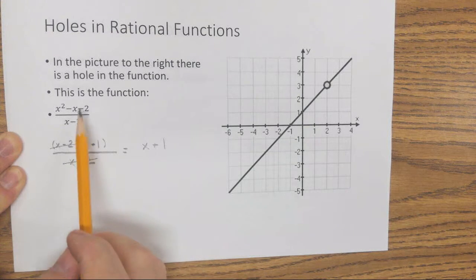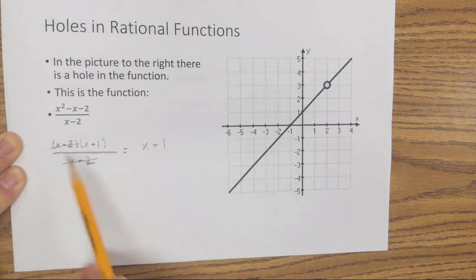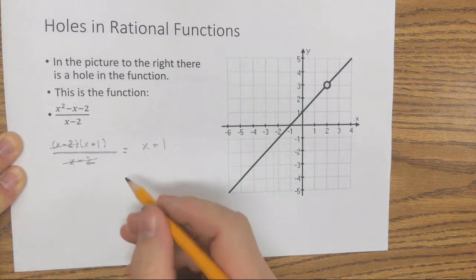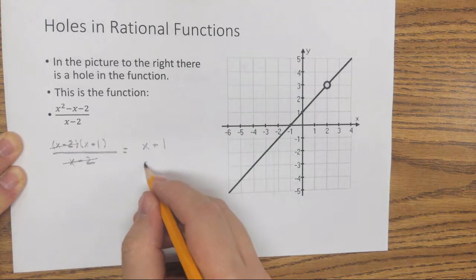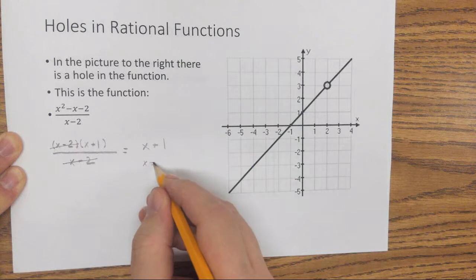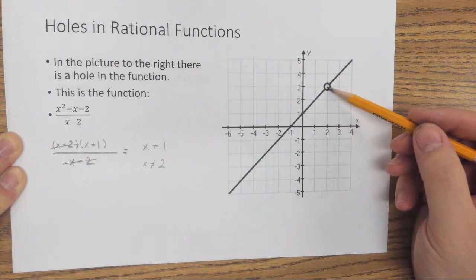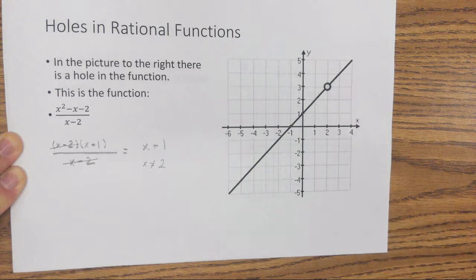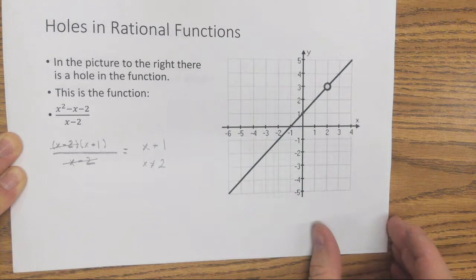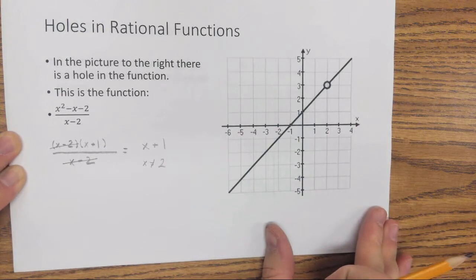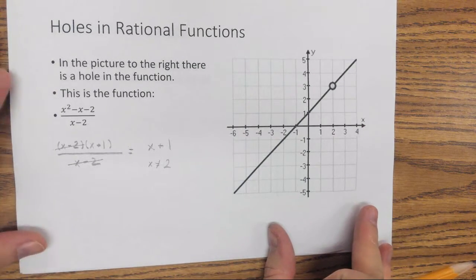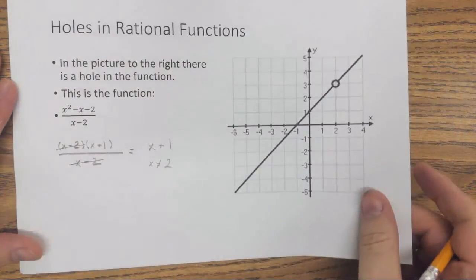But because of what we've got going on here, that x minus 2, I've got the excluded value x cannot equal 2. So right here at 2, we can see we've got a hole. Now that's what those holes are, and that's where they come from. They're those excluded values.